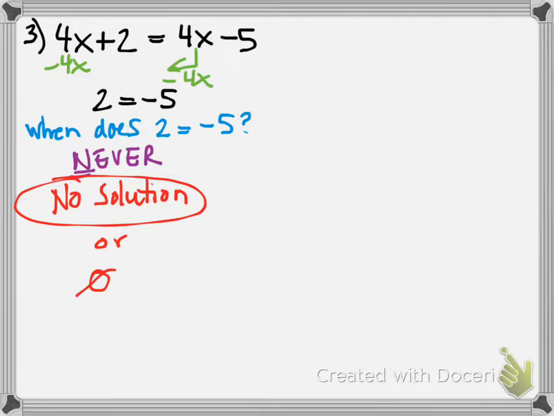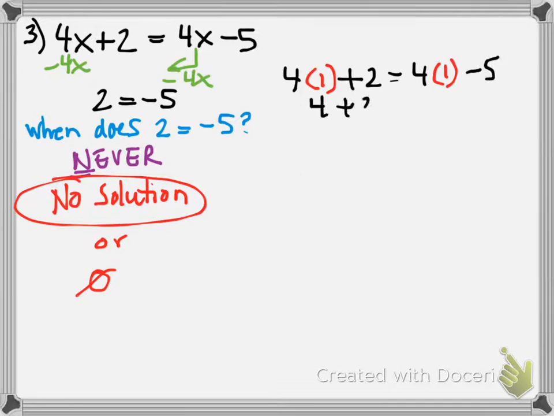So here's what's kind of funny. I mean, we can experiment with this. So let's go back and just prove out why there's no solution. So if I took the number, let's say 1, and plugged it in for x, wherever it showed up, and solved out the equation, what I get is 4 plus 2 equals 4 minus 5. And I get 6, wait a second, that doesn't equal negative 1. So that's what happens with these problems where there's no solution: it doesn't matter what you substitute in for that x, you're never going to get an answer that works.